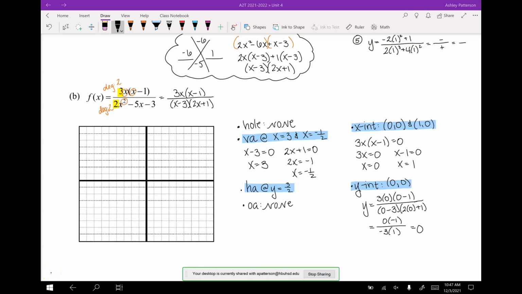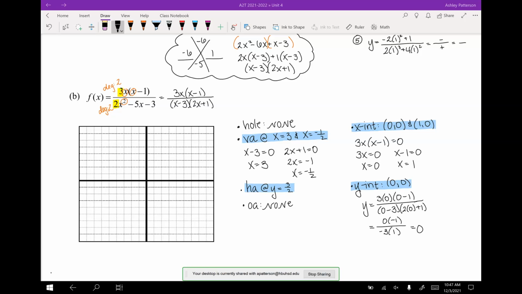So there wasn't a hole. For the vertical asymptotes, there were two, because there were two factors in the denominator. There is a horizontal asymptote, but since the degrees were the same, we looked at the leading coefficients. And then we had two x-intercepts from our numerator. One of them happened to also be the y-intercept.